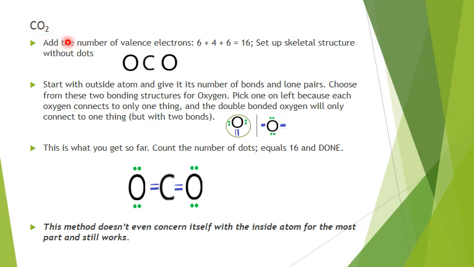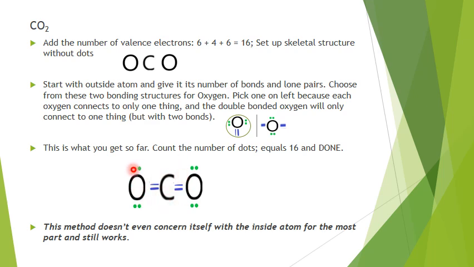So we're going to do CO2 the same way. So you have 6 plus 4 plus 6, 16 again. Here's the skeletal structure. Now what we're going to do is take care of oxygen. Oxygen can have 2 bonds and 2 lone pairs. And you want to pick the right one. So you want to pick the one that has 1 connection. So you're going to pick this guy. So you put this guy in there, put this guy in there. So don't even worry about carbon.